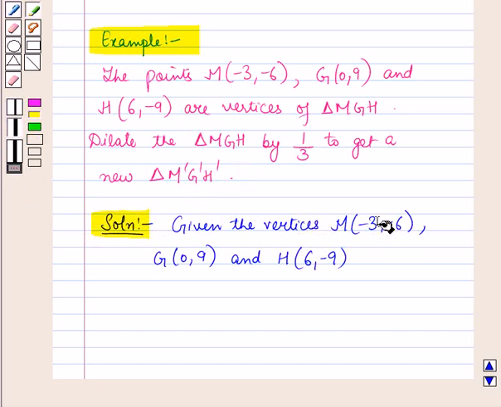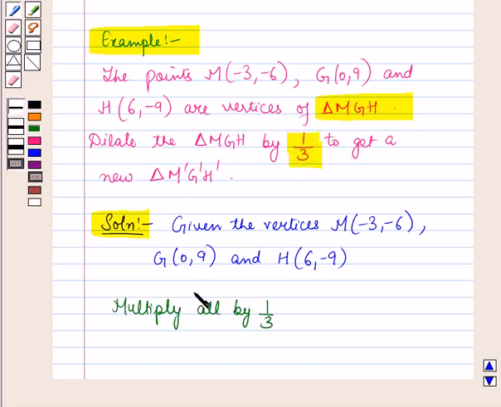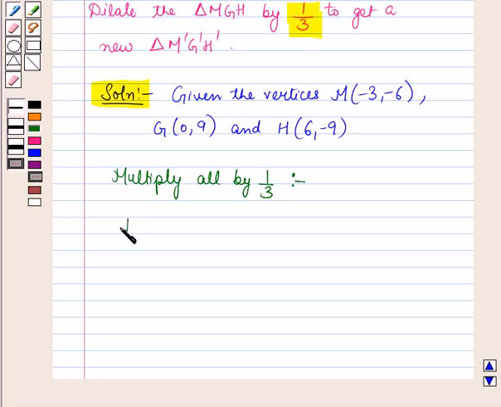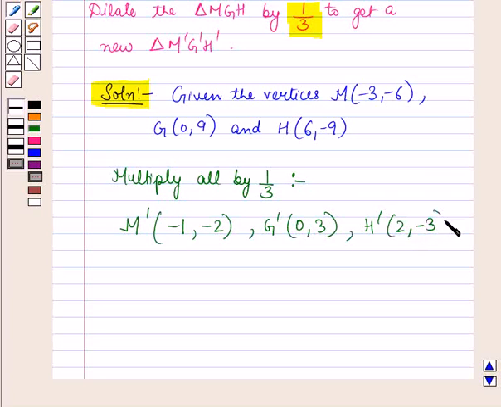Here, the coordinates of vertices of triangle MGH are given to us. And here, the scale factor is 1 upon 3. So, we will multiply all the coordinates by 1 upon 3. And then we get the new coordinates, that is M dash as minus 1, minus 2, G dash as 0, 3, and the coordinates of H dash will be 2, minus 3.